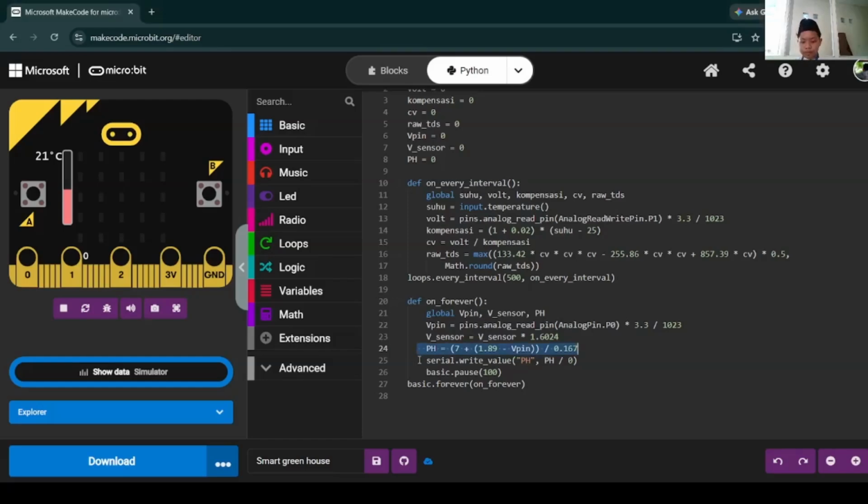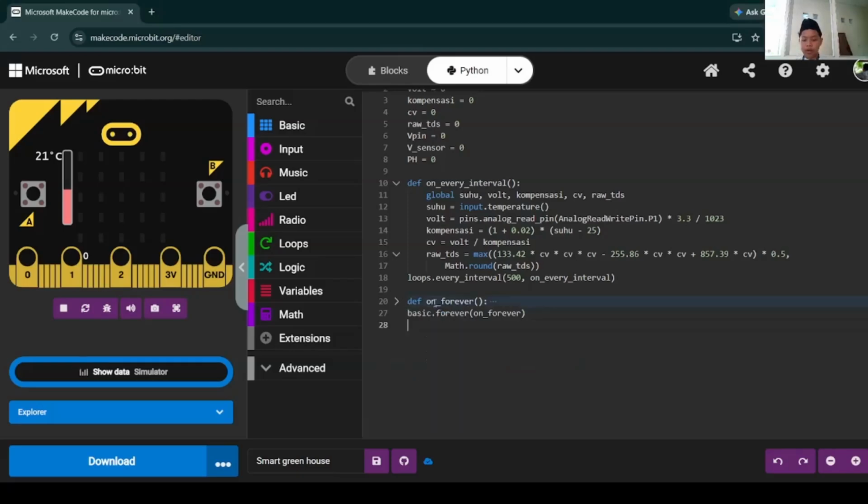And I read the serial write value, this one. It will send the pH value to the serial monitor, and the label pH will appear together with the calculated value. And this one is basic pause 100. It will pause the program for about 100 milliseconds, only a very short time. And this basic forever is still one function, so actually the same thing.